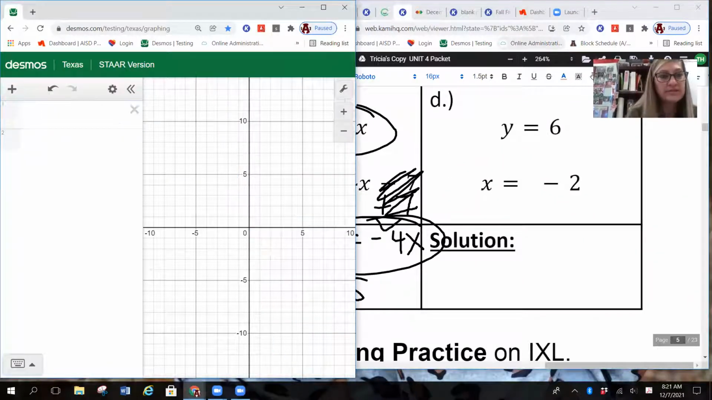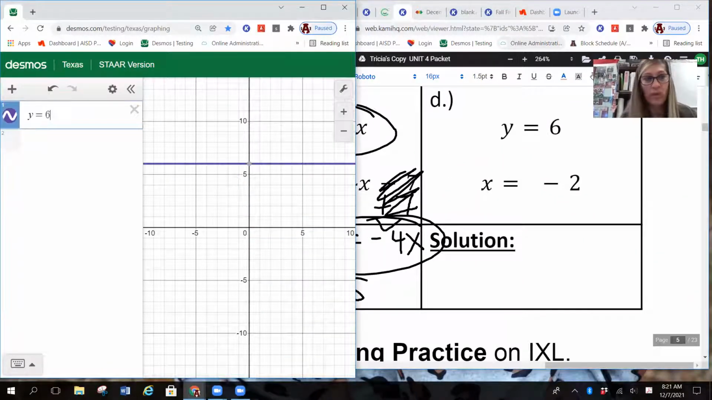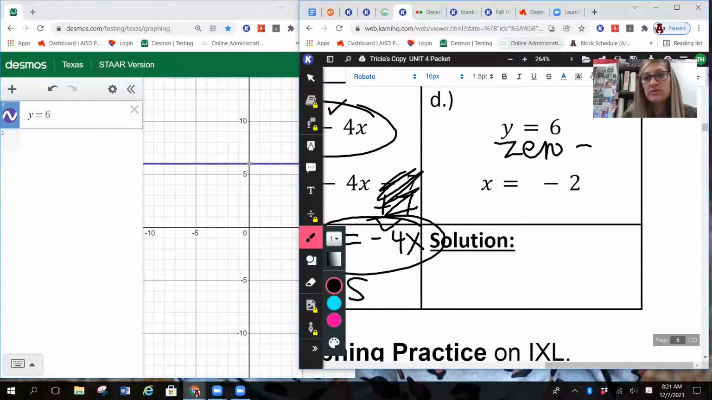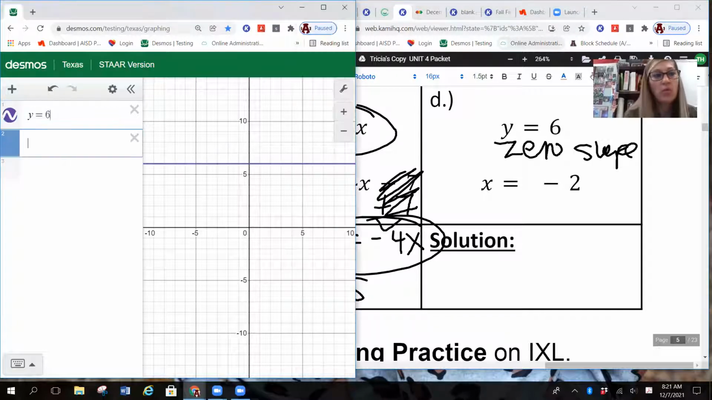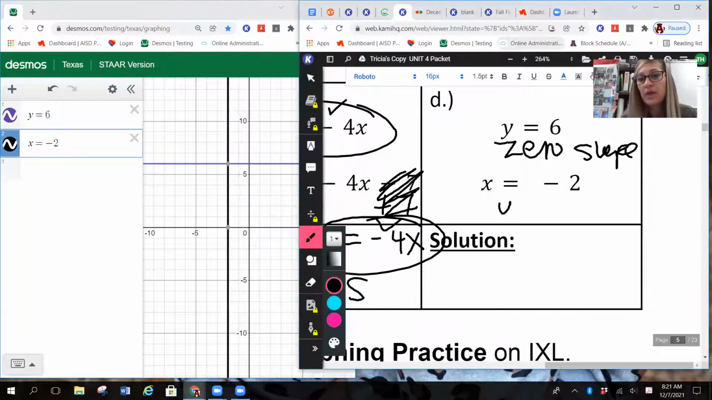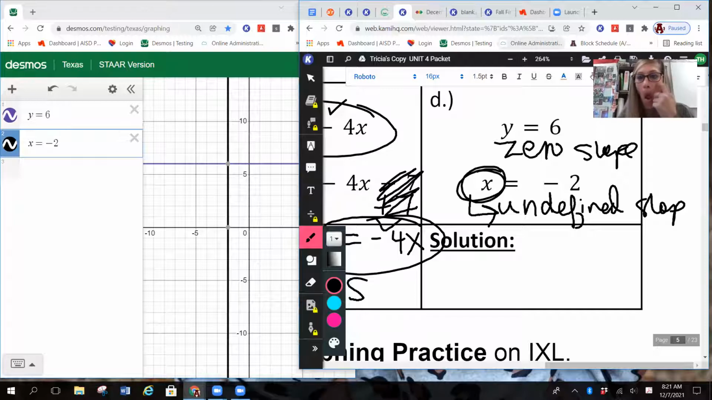In our last example, we would just type in y equals 6, which is a horizontal line. The slope is 0. We'll also type in x equals -2, which is a vertical line, and x equals -2 has an undefined slope. Just know the difference. If it's an x equals, it's undefined.